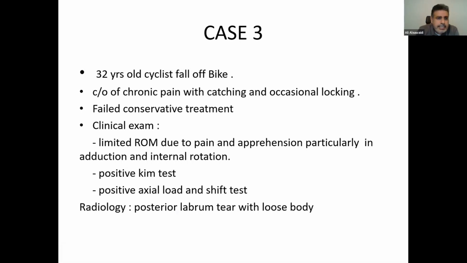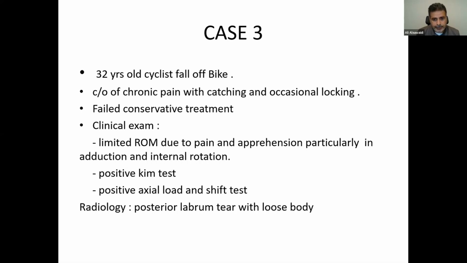Another interesting case is a guy who fell off a bike. He's 32, a policeman, with chronic pain and catching, and he had conservative treatment. He has a limited range of motion due to pain and apprehension, particularly in adduction and internal rotation, and some locking and catching as well. He had a positive jerk and a positive axial load and shift. And the MRI showed a posterior labral tear.